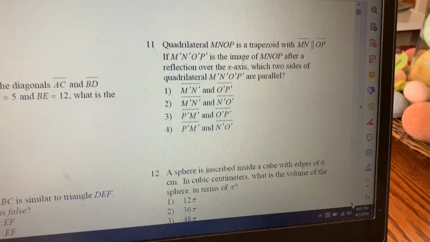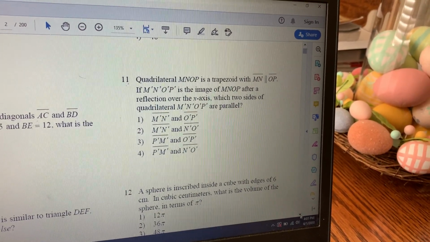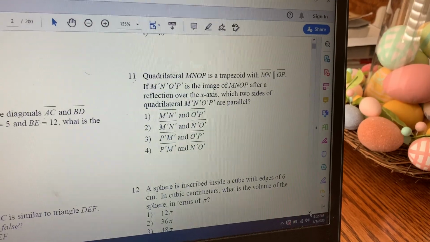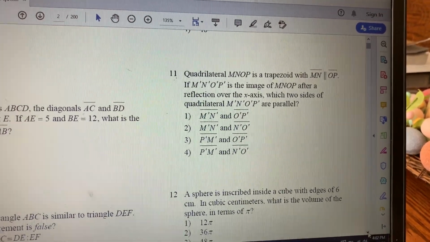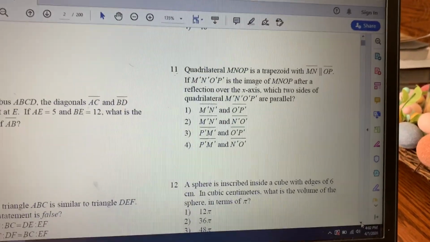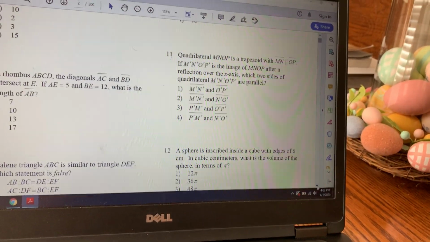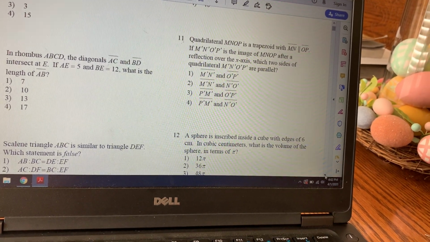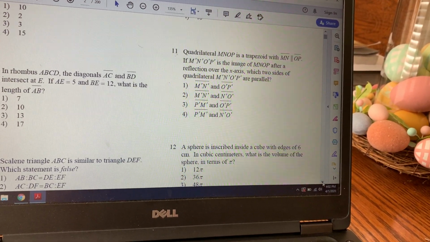All right, number 11. Quadrilateral MNOP is a trapezoid with line segment MN being parallel to line segment OP. If M prime, N prime, O prime, P prime is the image of MNOP after a reflection over the x-axis, which 2 sides of the quadrilateral are parallel? Okay, so again, this is kind of one you just need to draw out. Even if it's something we didn't necessarily look at a specific example of, you should be able to draw this.